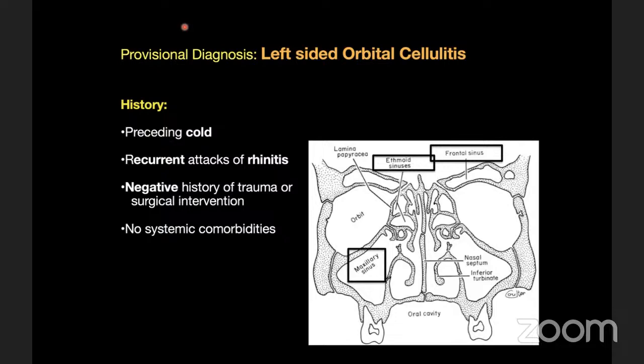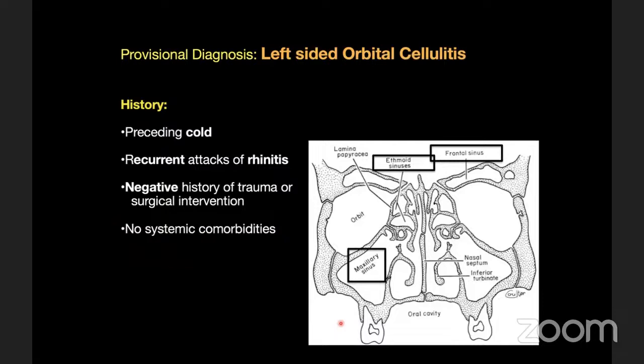Now, looking at the picture which is below, we can see that there's the orbital structure, and in close proximity, you have the sinuses. So there are ethmoid sinuses, which are present medially. There is the frontal sinus, which is superiorly, and the larger sinus, which is the maxillary sinus, which is present inferiorly.